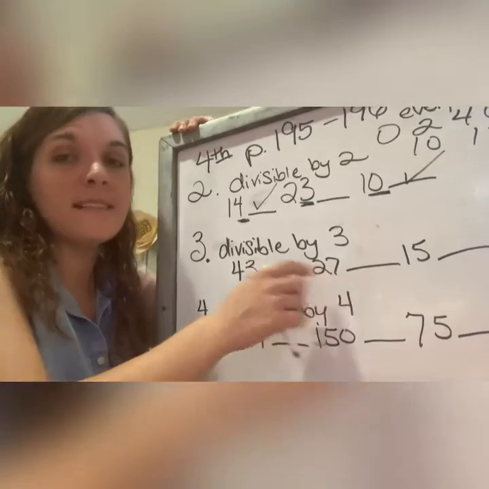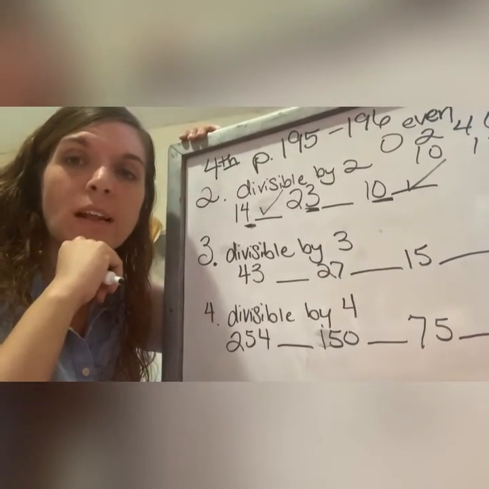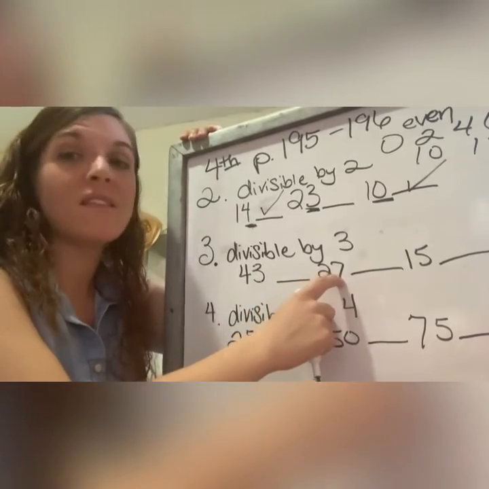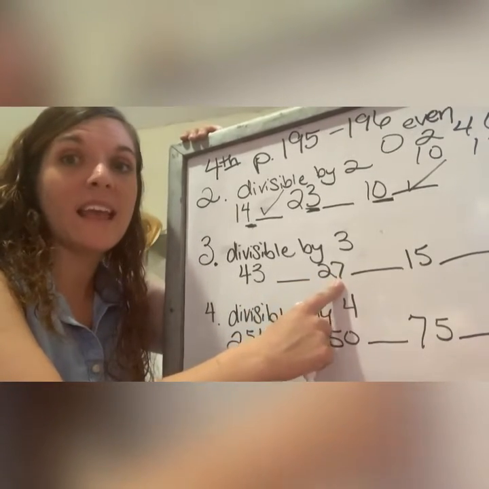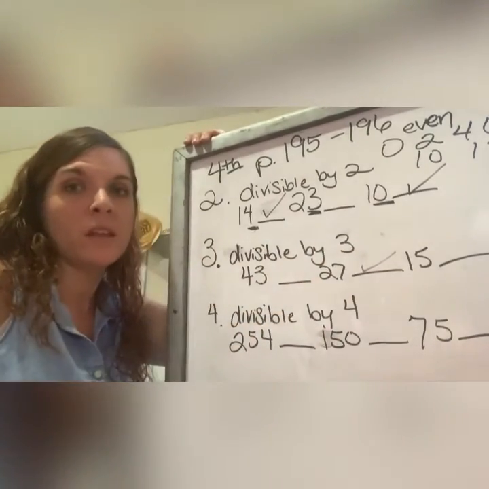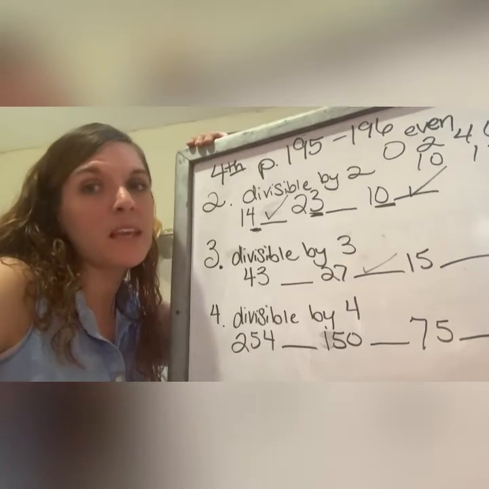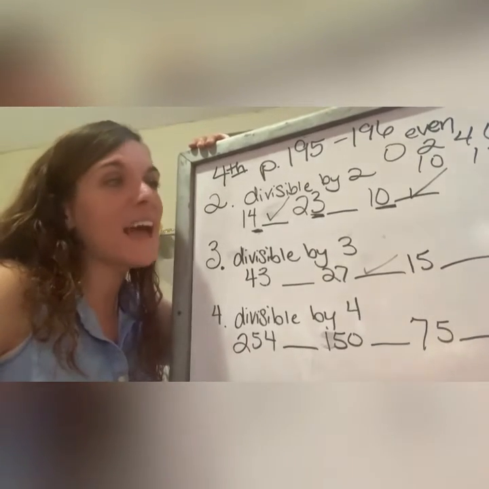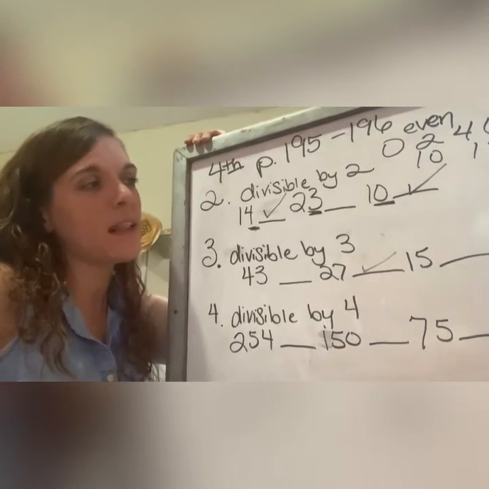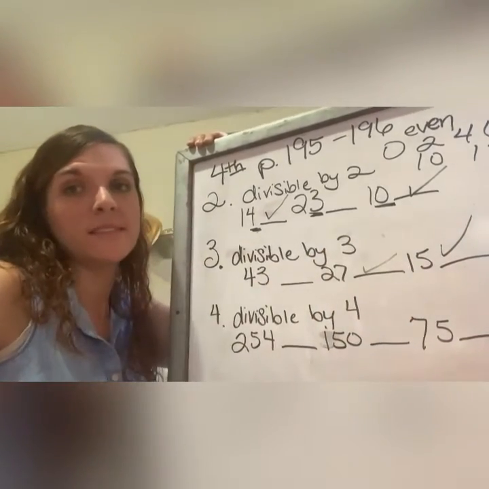But look at 27. Add your digits together. 2 plus 7 is what, Scarlett? 2 plus 7 is 9, right? And 9 divided by 3 is possible, so 27 divided by 3 is possible. Look at 15. 1 plus 5 is 6. Can you divide 6 by 3, Keanu? Yes, 6 divided by 3 equals 2. So you can divide 15 by 3 as well. Okay?